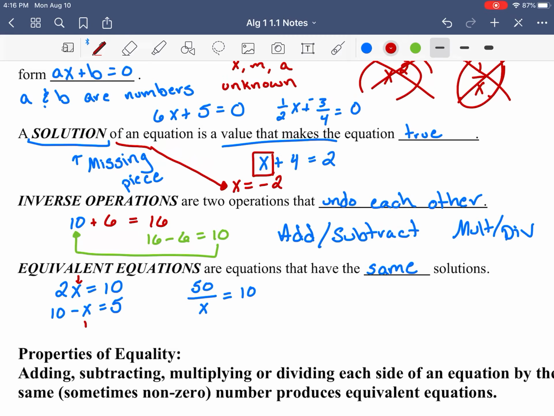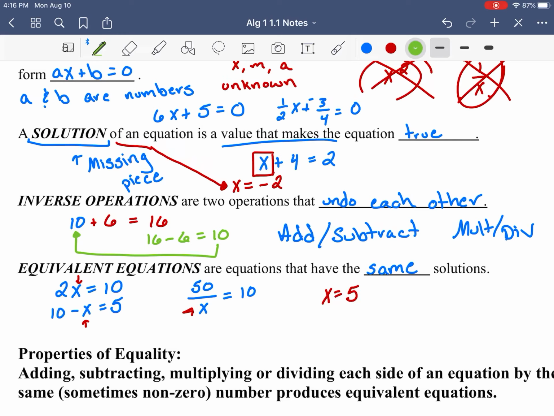2 times 5 is 10. 10 minus 5 is 5. 50 divided by 5 is 10. So all three of these are equivalent equations. And as long as you have an equation whose solution is x equals 5, it would be equivalent.